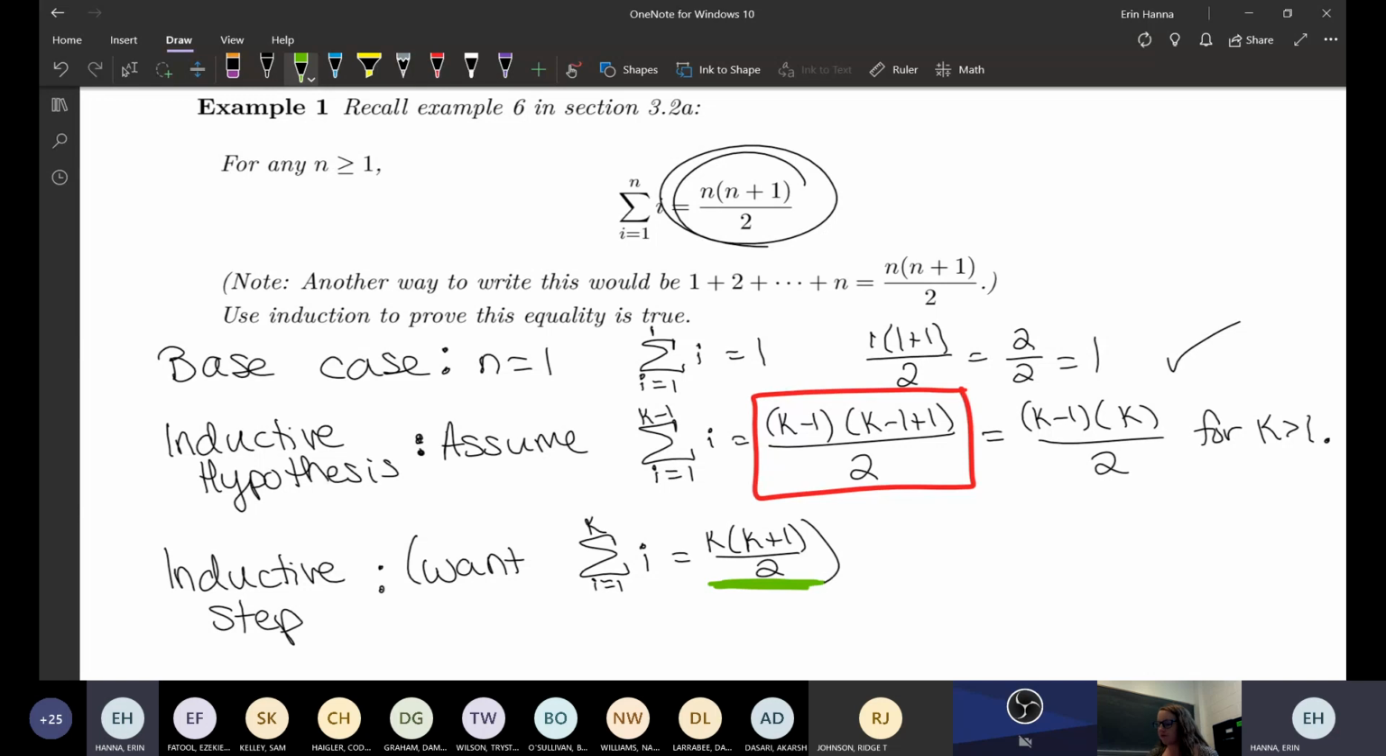I'm going to wait 5 seconds before I move forward in case people are trying to catch up a little bit and wrap their brains around it.